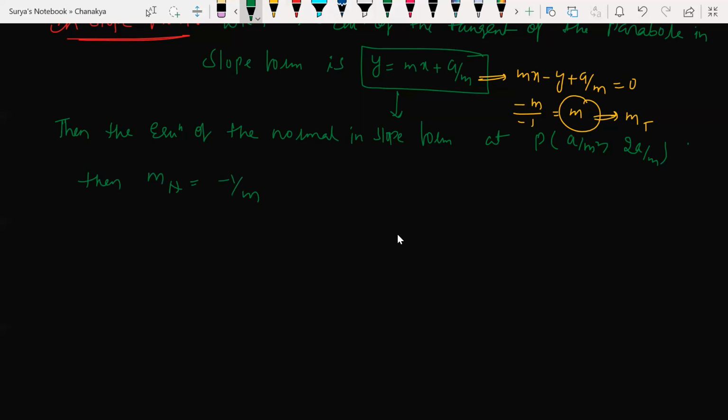Yes or no, people? Any doubt? Slope of the tangent is m. Okay, so here the equation of the normal: y minus y1, what is y1? 2a by m, equals m into x minus x1.